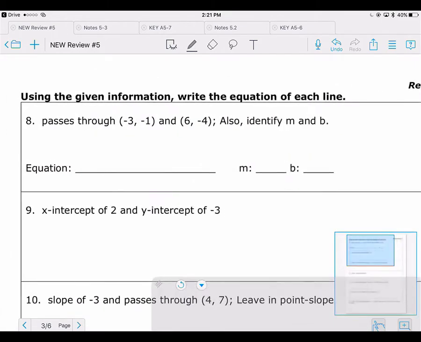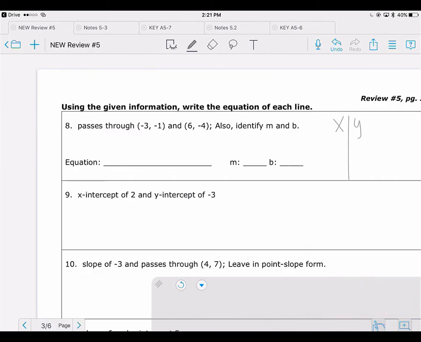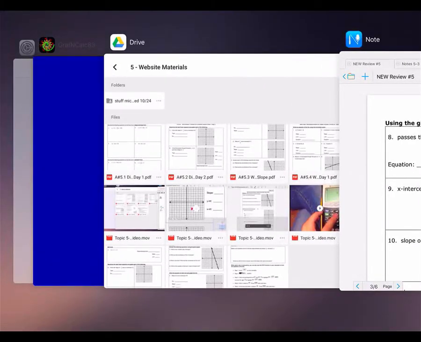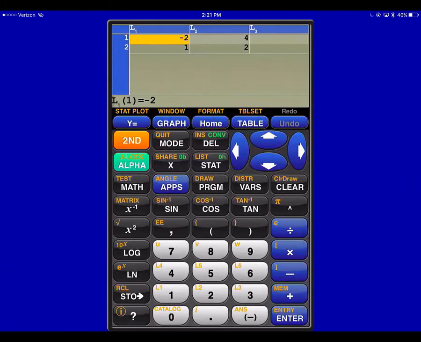Problem 3 asks me to write the equation of a line that passes through -3, -1, and 6, -4. Also identify m and b. Anytime I have 2 points, I'm going to use the table function, the stat edit that we talked about on Thursday, in my calculator. So I have the point -3, -1, and 6, -4. So I'm going to go to my calculator. I'm going to click the Stat button under Delete and Edit. If there's anything in my list, remember I clear it out. I do not delete the list, because if I delete the list, it's gone forever.